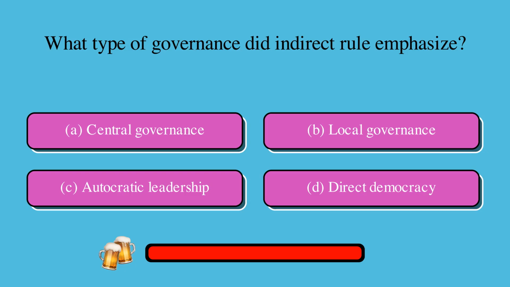What type of governance did indirect rule emphasize? Is it A, central governance, B, local governance, C, autocratic leadership, or D, direct democracy? The correct answer is B, local governance.